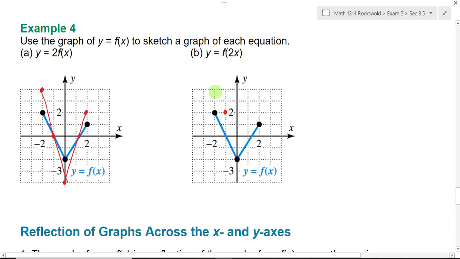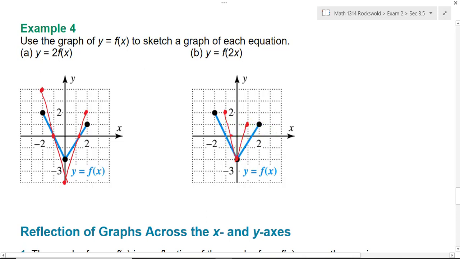The y value stays the same. This x value gets divided by 2. I have a point at 0. That point stays the same. 0 divided by 2 is still 0, and then 2 divided by 2 is 1, so that point goes right here. This is a point, it's not marked on here, but it's at negative 1, 0. That point's going to move to negative a half, 0. And that will give me enough points that I can kind of sketch in what the graph of this transformed function looks like.